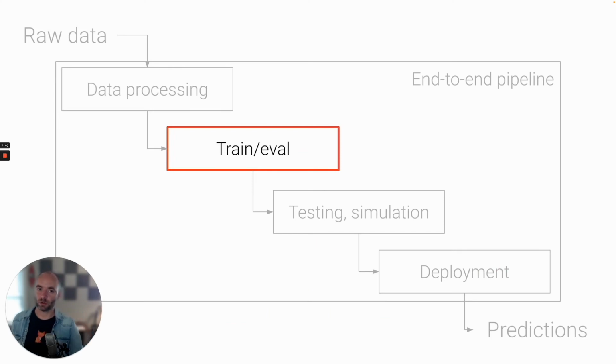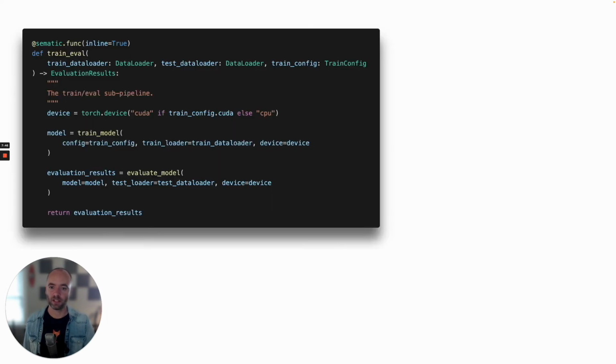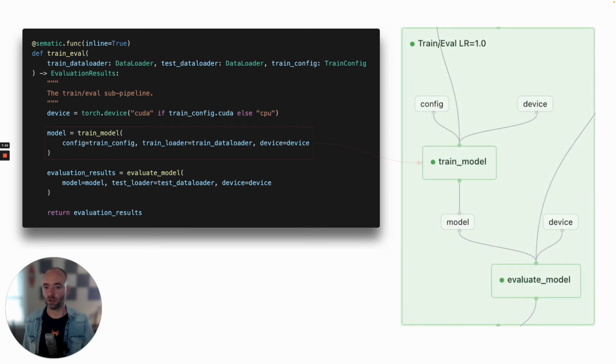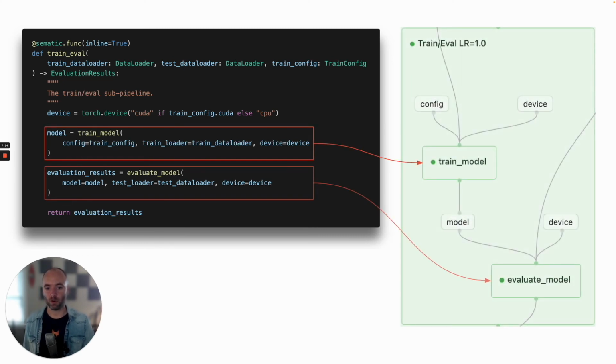Now let's go back to our end-to-end pipeline and take a look at this train eval step. Let's try to build this with the two functions that we just saw. So this is it, simply building another function that encapsulates calls to train model and evaluate model, which results in the graph that you see here on the right.